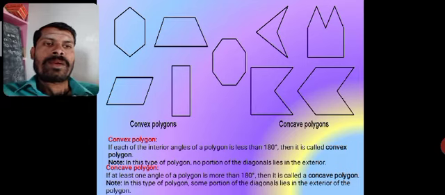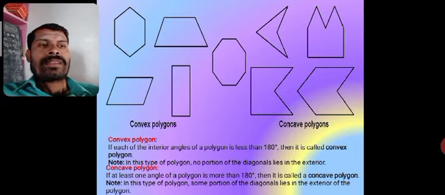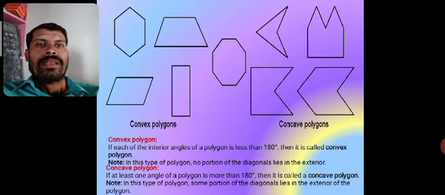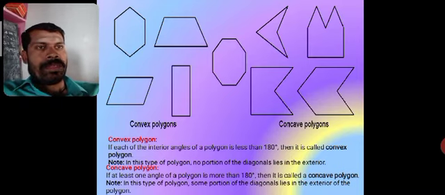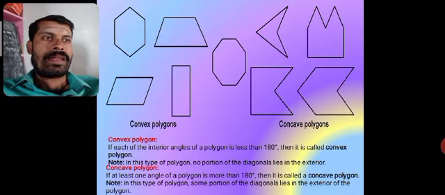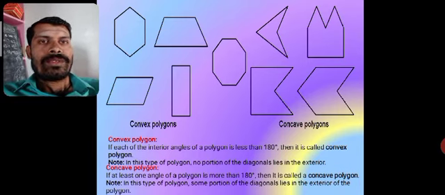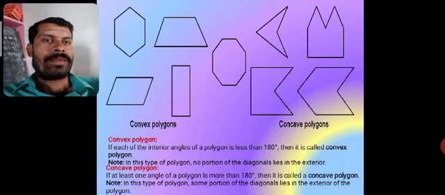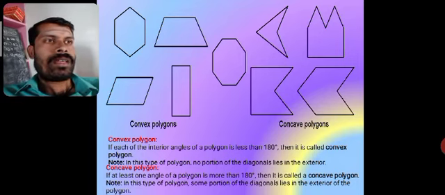Here, in this type of polygon, some portion of the diagonals lies in the exterior of the polygon. That means one or more diagonals can exist in the exterior of these polygons. So these are the differences between convex and concave polygons.